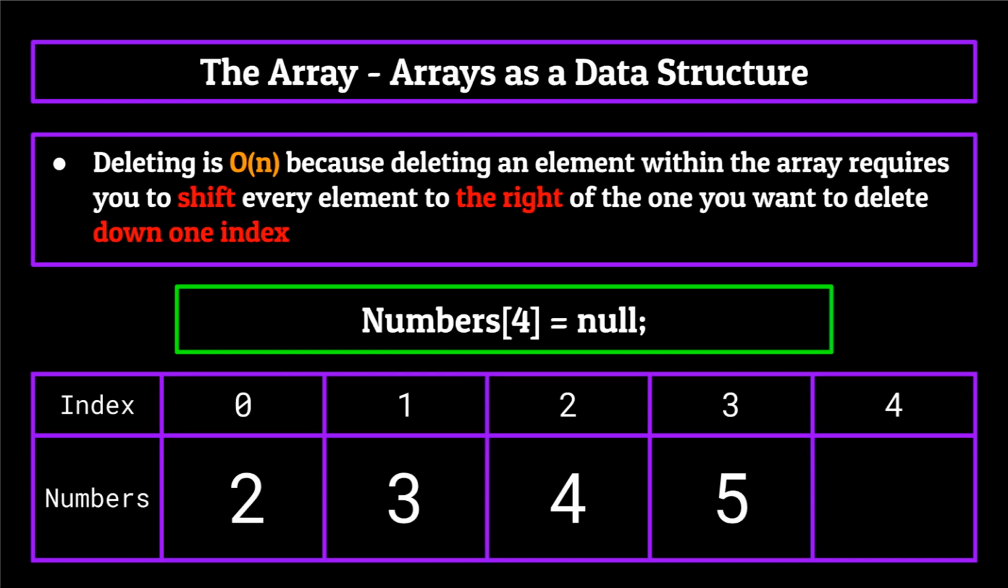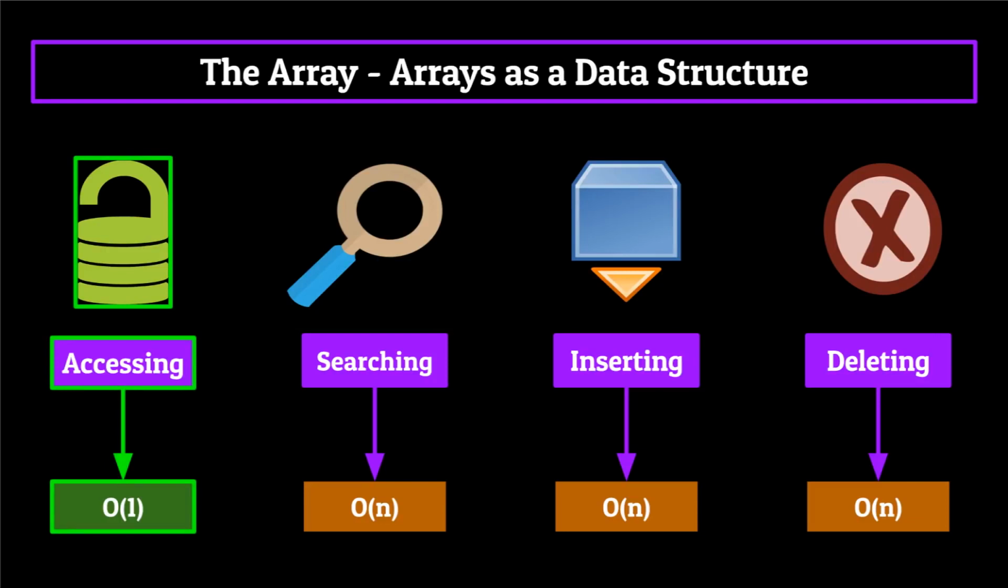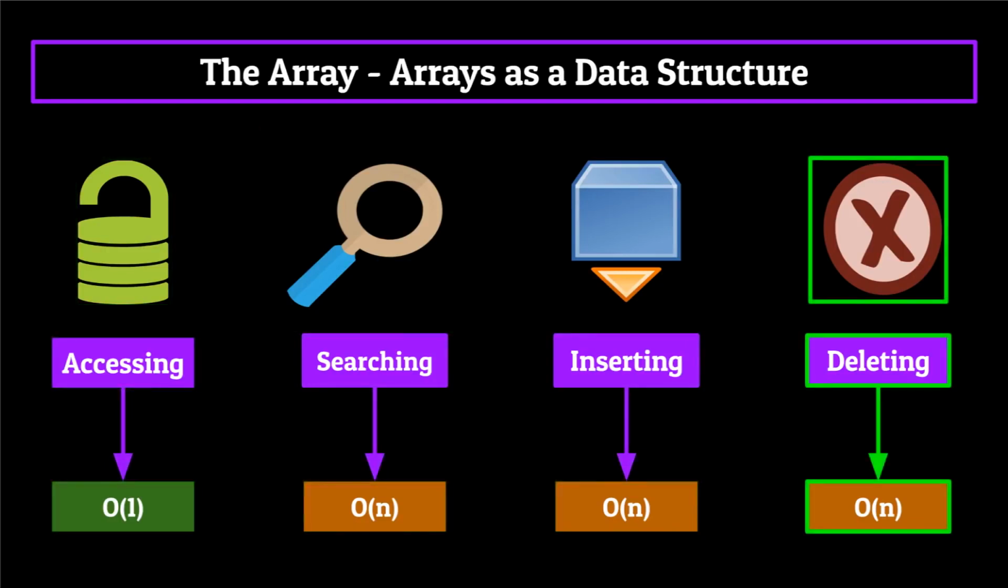Now, worst case scenario, we're going to have to shift every element in the array of size n, making deleting from an array also have a time complexity equation of O of n. So there you have it, the 4 time complexity equations for an array. Accessing is O of 1, and searching, inserting, and deleting are all O of n.